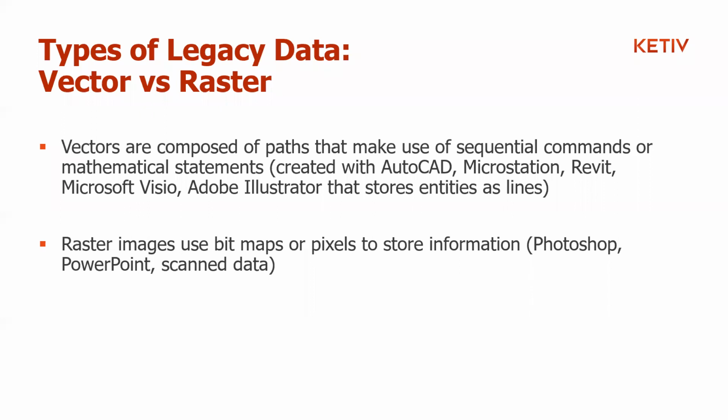And so something that gets printed, right, that would be a raster image, because it's using a bitmap, or it's just some array of pixels that store that information. And we'll show you the difference between the two moving forward here. Yep, exactly.